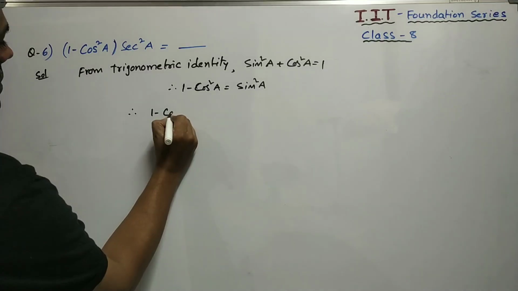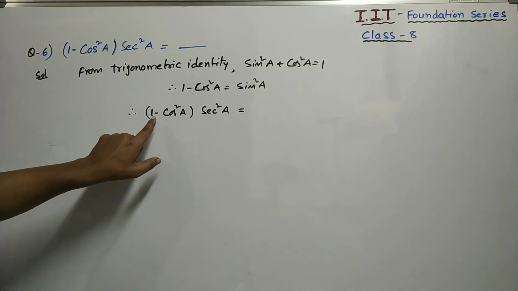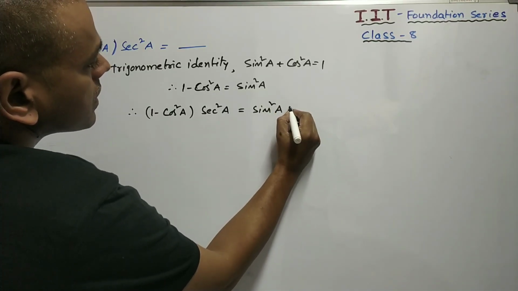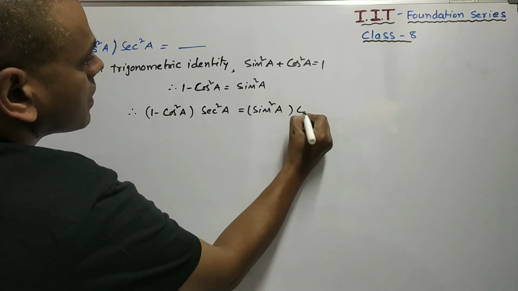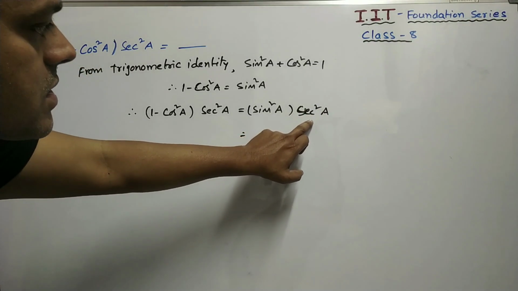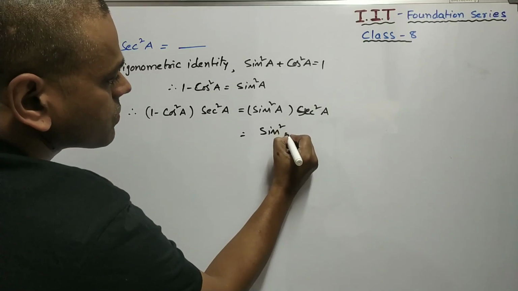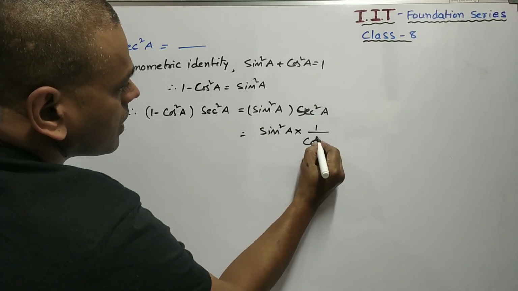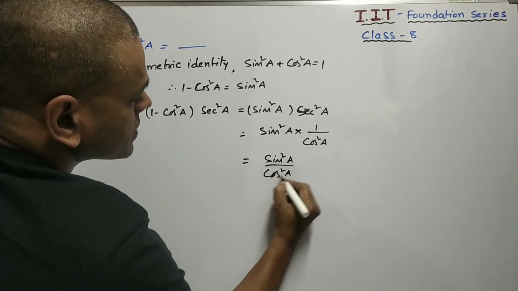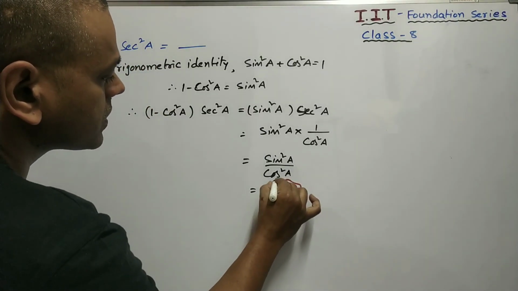Therefore, 1 minus cos square A into secant square A is equal to sin square A into secant square A. But you know, secant square A is the reciprocal of cos square A. Sin square A into 1 by cos square A. So we may simply write sin square A by cos square A, which is equal to tan square A. Okay, so this is the answer for this question.